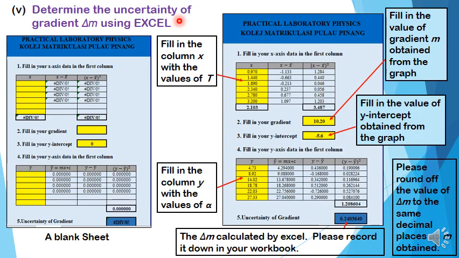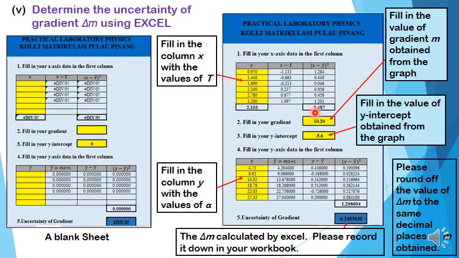Roman 5. Determine the uncertainty of the gradient, del m, using Excel. You may access the Excel for the calculation of the uncertainty of the gradient del m by using the desktop PC available in the physics lab. You need to fill in the column x with the values of t, and make sure all these values that you fill in are in SI units.